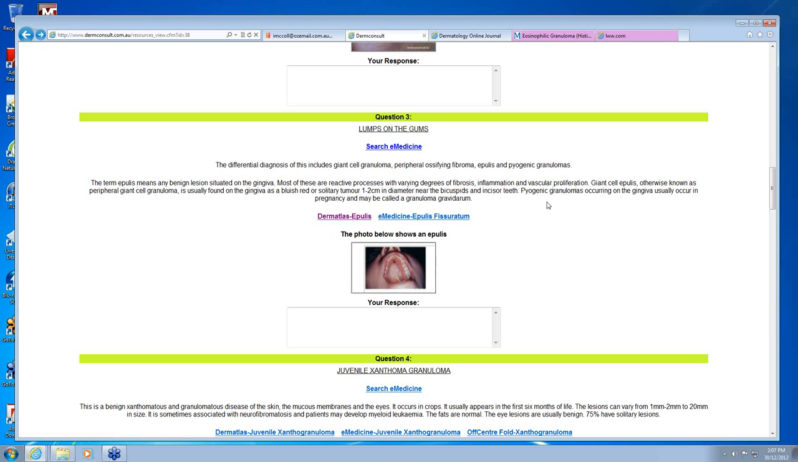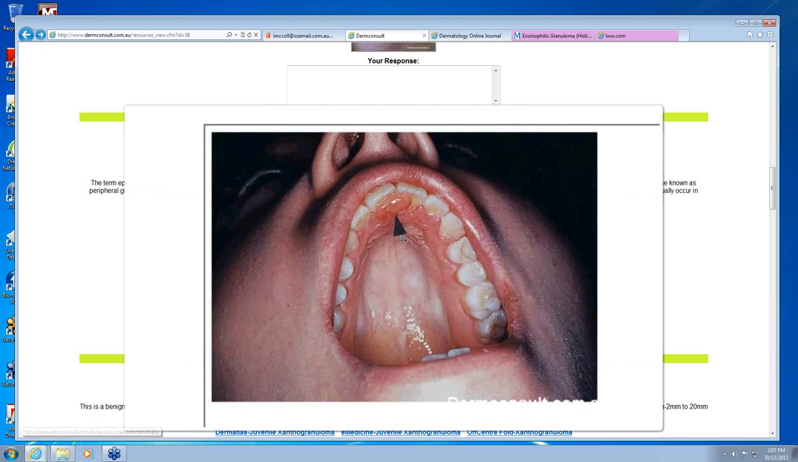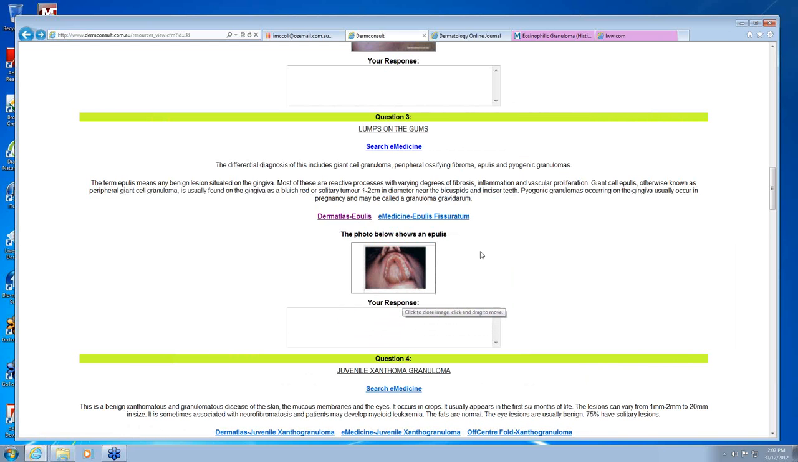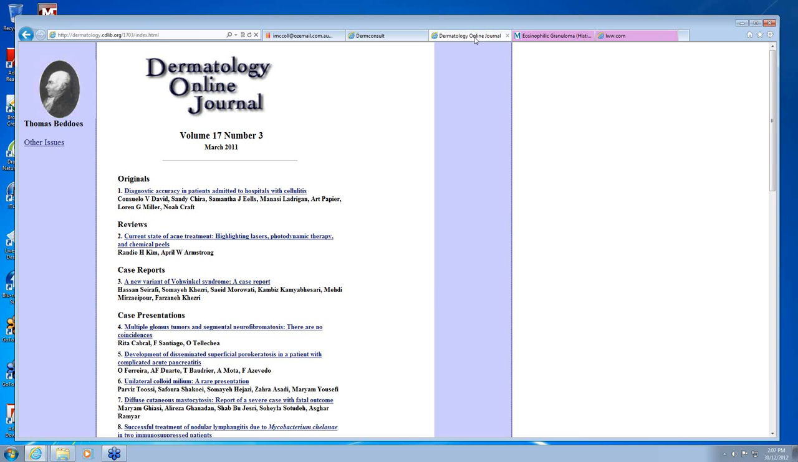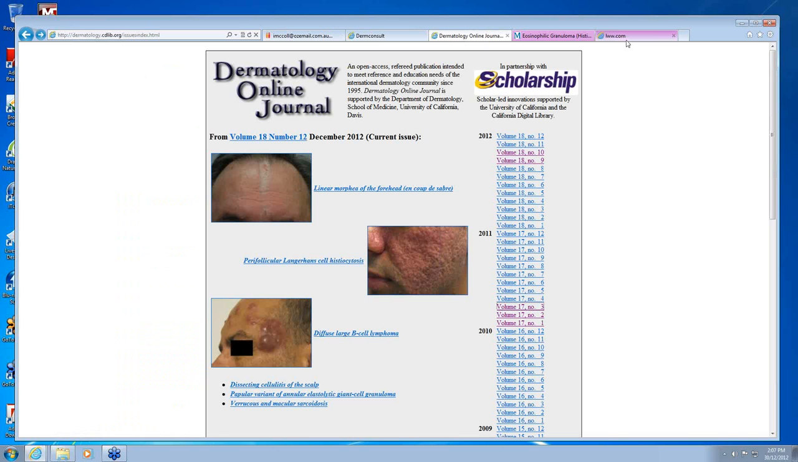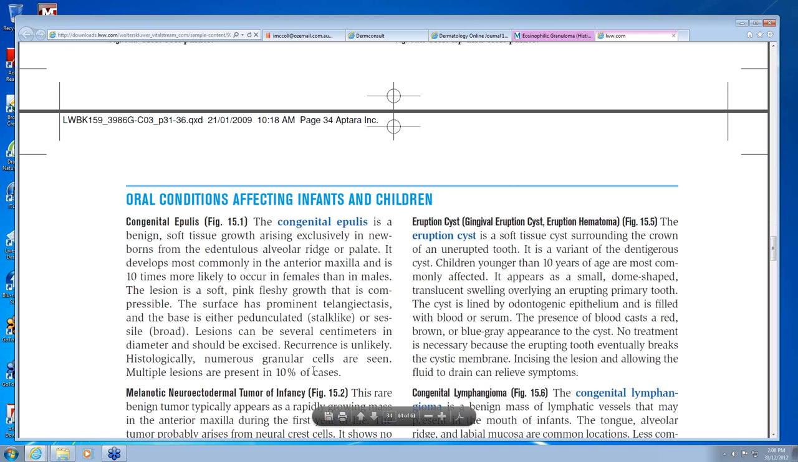Let's have a little quick look. There's an epulis there, usually on the gingiva. They can be present at birth, they can be acquired. They're benign fibrovascular proliferation. I think we had an example of it here. Did we have that here? No, we didn't, sorry. I thought I had a little picture of, yeah, I think it was here. Here we go. Congenital epulis.